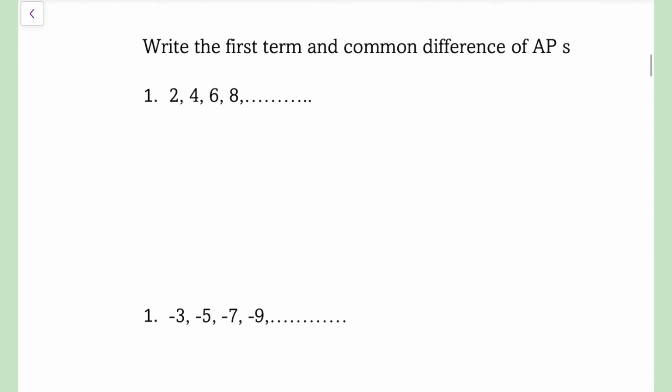Next, write the first term and common difference of the APs. So here first term is nothing but first number. So this is the first term. First term will be represented with A or else A1. A1 or A equals 2. Then he is asking to find out the common difference also.